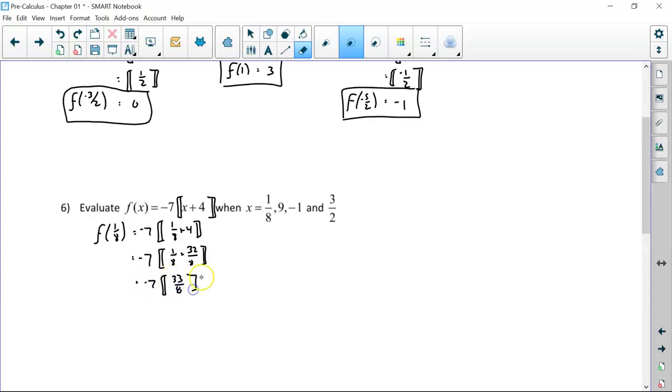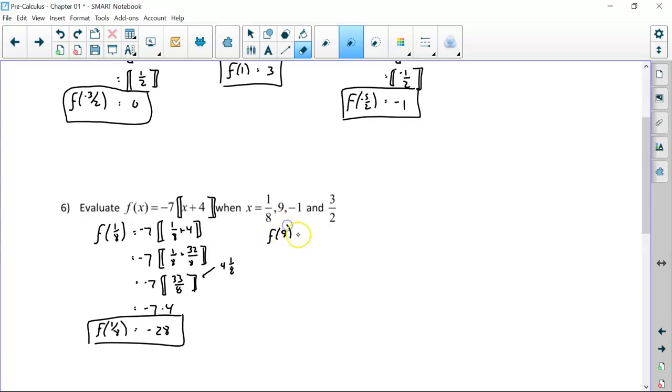33/8. Now for these, I think it's helpful to think about it as a mixed number. 8 goes into 33 4 times, and then we're left over with a 1/8. So it's negative 7 times the greatest integer less than or equal to 4 and 1/8, and that would be a 4. So negative 7 times 4 is negative 28. So that's f of 1/8 is a negative 28.